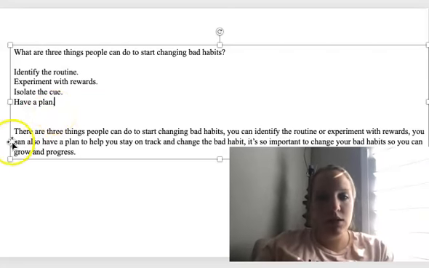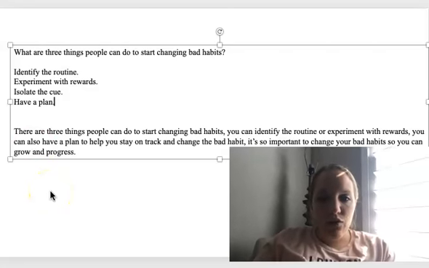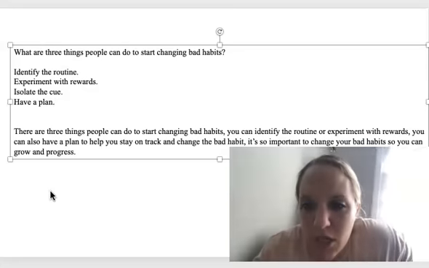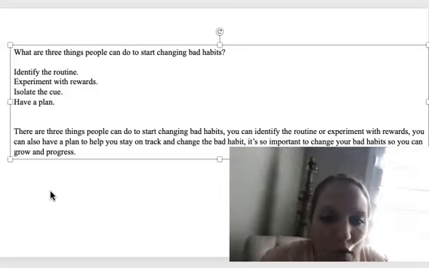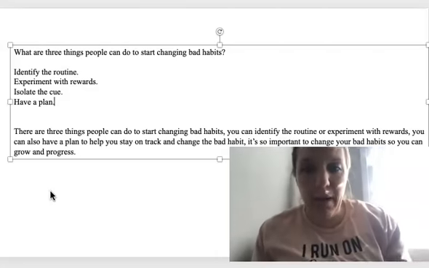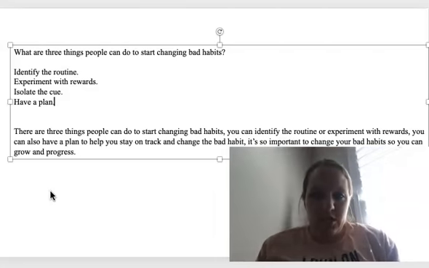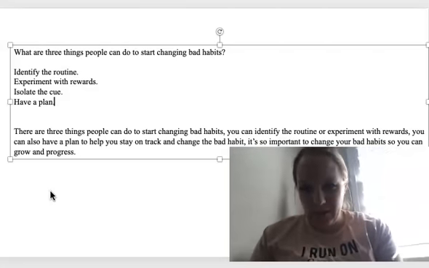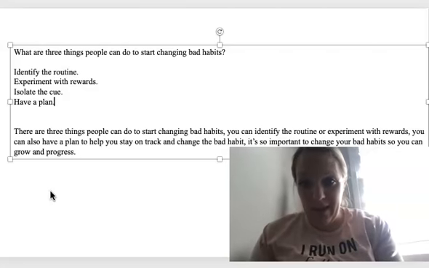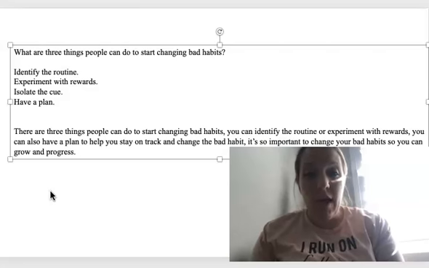Now I wrote this sentence. This is a bad example. This is a run-on sentence. There are 3 things people can do to start changing bad habits, you can identify the routine or experiment with rewards, you can also have a plan to help you stay on track and change the bad habit, it's so important to change your bad habits so you can grow and progress. Okay, do you see how that was just super long? Okay. It's okay to have long sentences, but this was super long, and I didn't do it well because I didn't have any transition words.